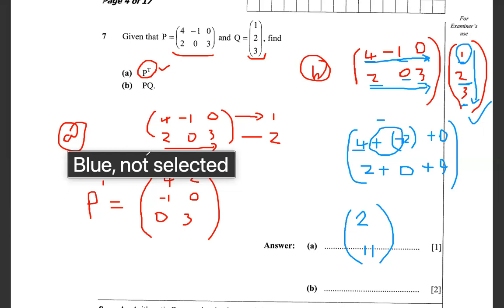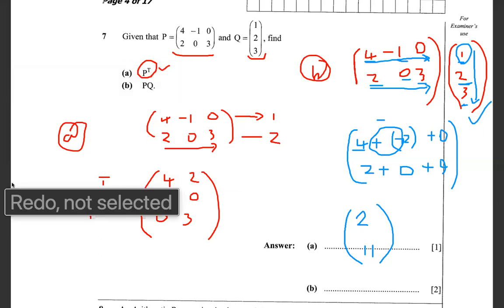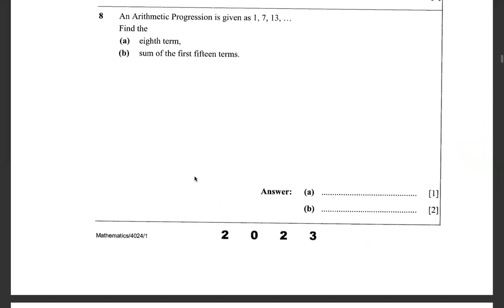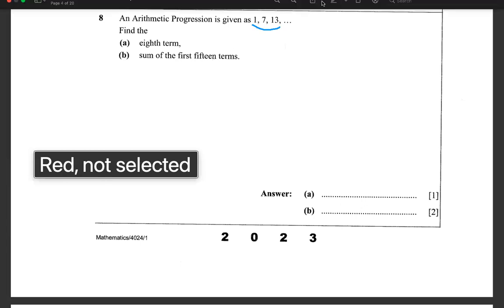Okay, so we go to the next one in the single minute that is remaining, which is question 8. The arithmetic progression. One thing we know about arithmetic progression is that when you subtract 2 consecutive terms, the answer you get is always the same throughout. And that's why it is called the common difference.